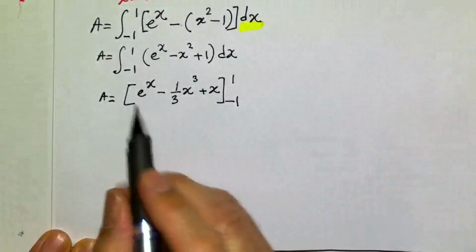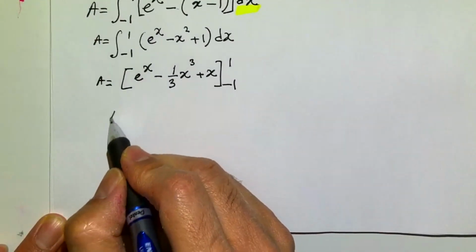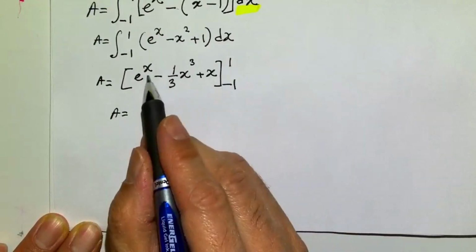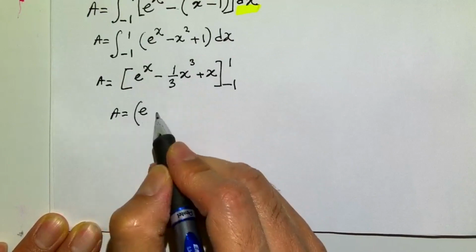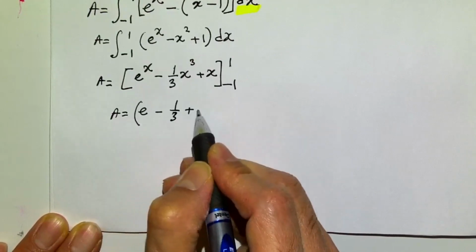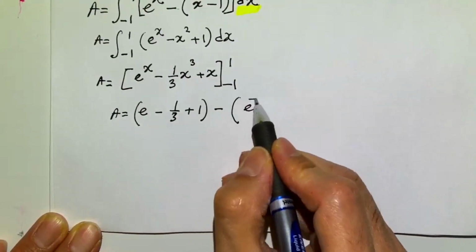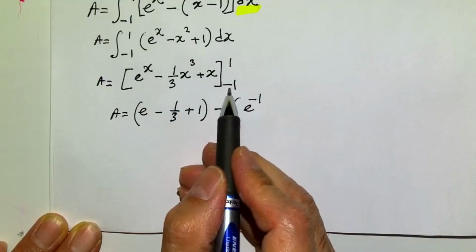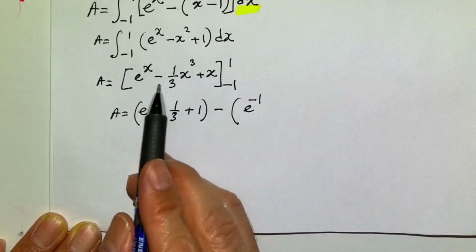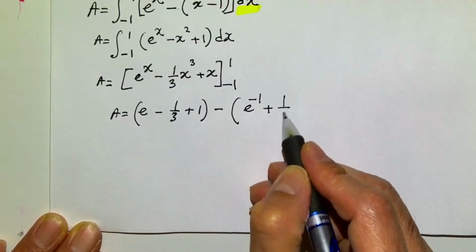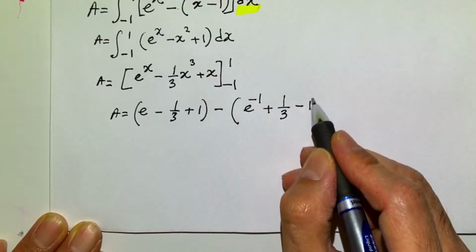And then, let's evaluate this expression. Let's substitute for x with 1 first. So we have e to the 1, which is just e, minus 1/3 plus 1, minus e to the minus 1 power, when we substitute for x with negative 1. And then here, minus 1 cubed is minus 1, times minus 1/3, we get plus 1/3, and plus minus 1, or minus 1.